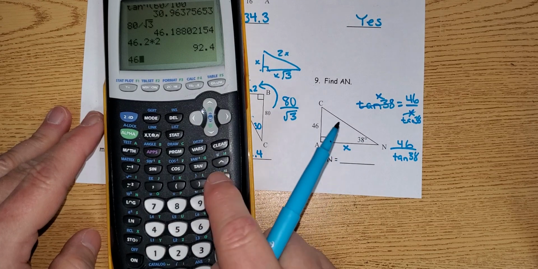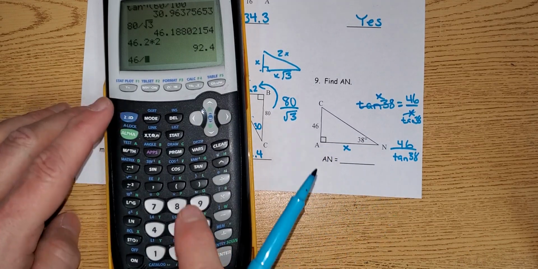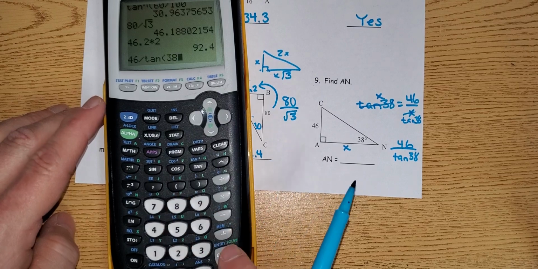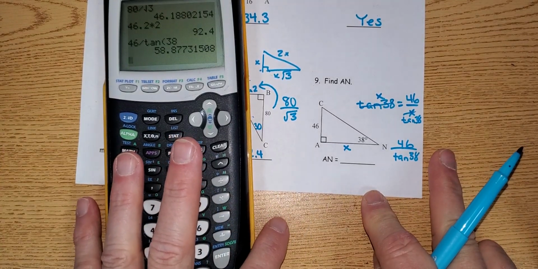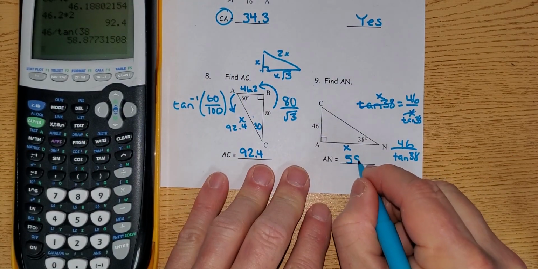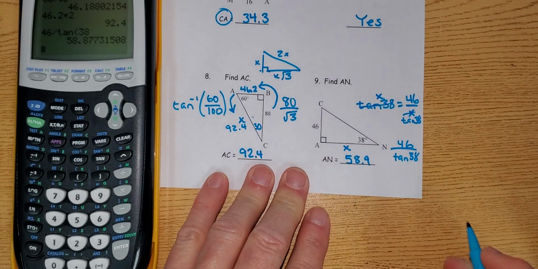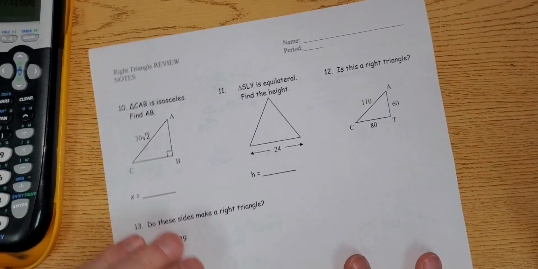So 46 divided by tan 38, and I get 50.1. No, 58.9. Good grief. 58.9. Okay, so that's the length of AN. All right, almost done. Okay, other side, a few problems.